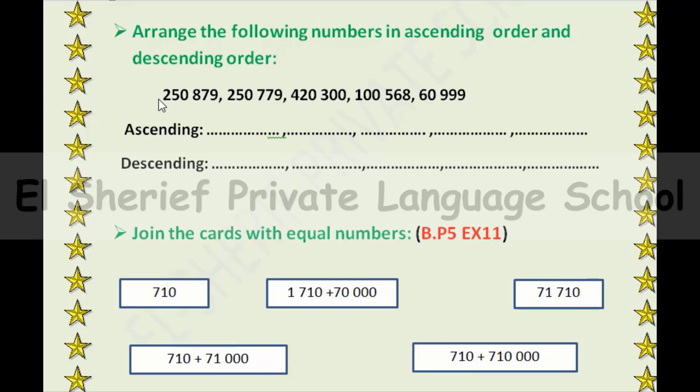Okay, first number is 250,879, so we have 6 digits. The second one, 250,779, also has 6 digits. The third one, 420,300, 6 digits. The fourth, 100,568, also 6 digits. The last one, 60,999, just 5 digits.